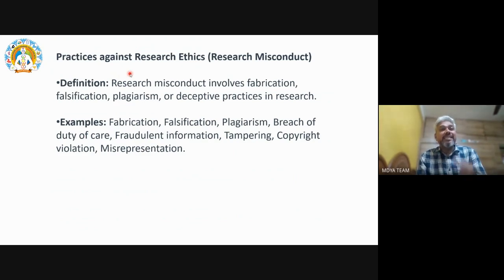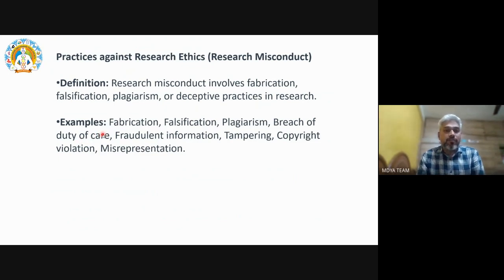Now, practices against research ethics. This is also called research misconduct. What is the definition of it? What comes under misconduct or against research ethics? It means what we should not do. Research misconduct involves fabrication, falsification, plagiarism, or deceptive practices in research. These kinds of activities are against research ethics, and this is also called misconduct.